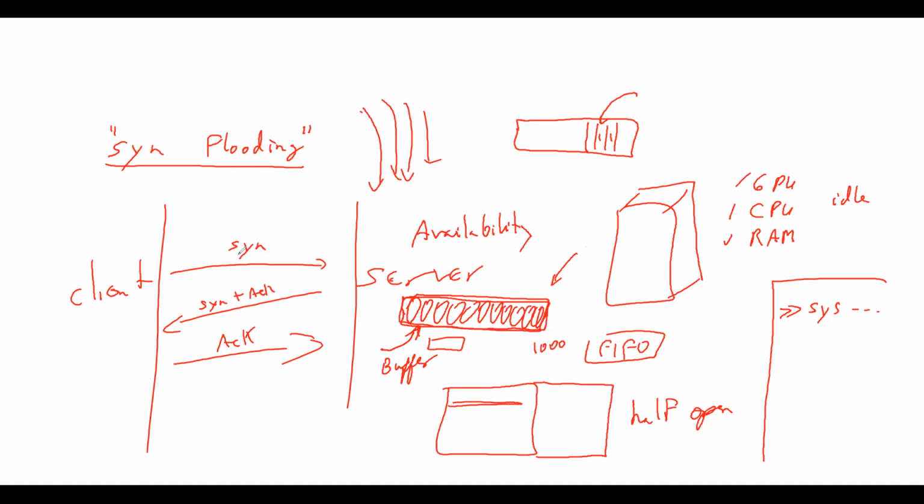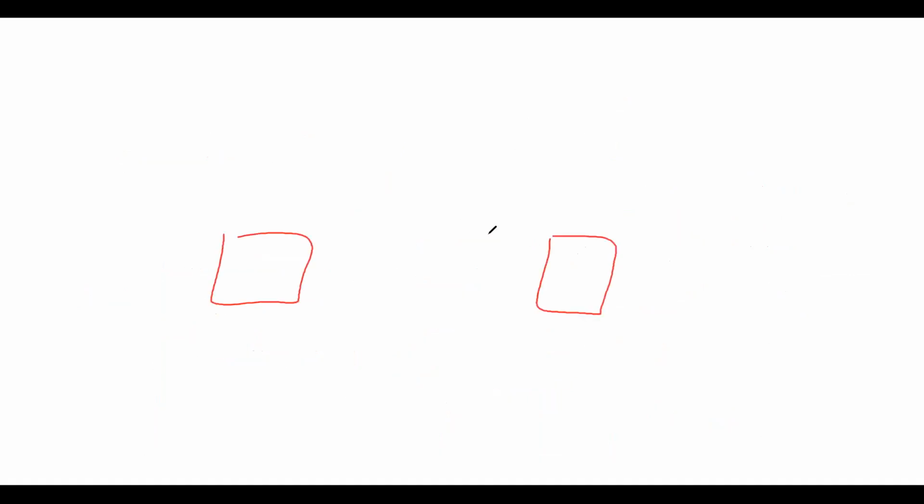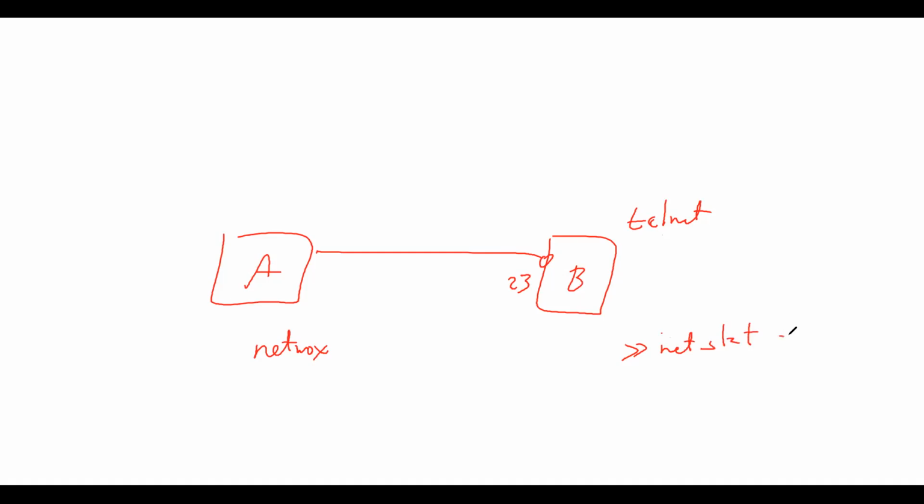So the scenario will be pretty simple. You will have two machines, A and B. From here, you're going to launch netwox. This will maybe have telnet open, which is port 23. And then you're going to launch the SYN flooding attack. You're going to need to run netstat -na, pipe grep TCP. This will show the list of all the established connections.